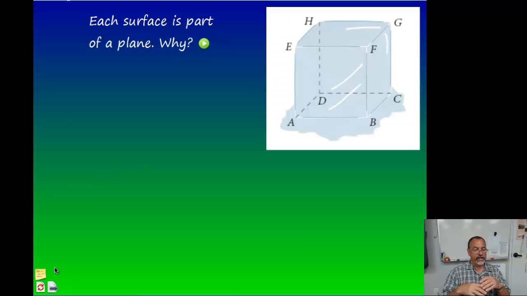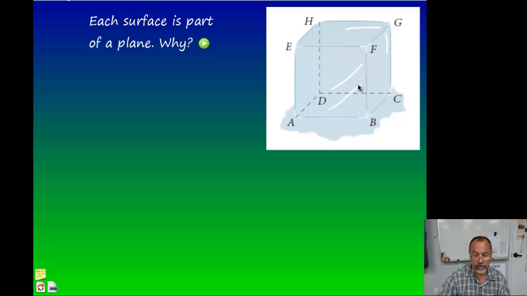Now we can use parts of planes in order to represent some geometric figures. Remember, planes go on forever, so there's no way to actually draw a plane because it goes on forever in all directions. But we can use parts of planes to help us draw figures, like this cube here. Each surface is part of a plane.